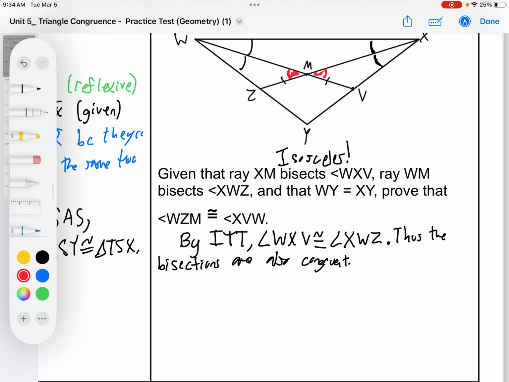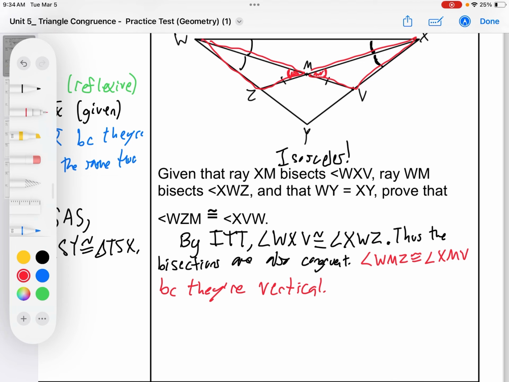So my next step will be angle WMZ is congruent to angle XMV because they're what kind of angles? Vertical angles. Because they're vertical. Now you just look in the two triangles and see, do they have a matching pattern? And it would appear, yes, they do. They have a matching pattern of a side, an angle, and an angle. Or a side that's not between the two angles. That is angle, angle, side.